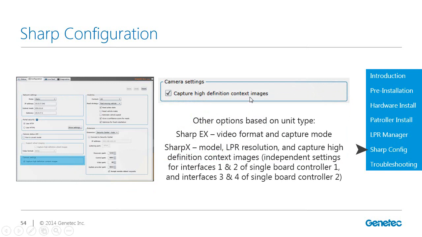After that, we want to take a look at the camera settings. Now the settings that are listed here will be based on the model of the unit that you have. So this was a generic Sharp that we were using here, so we had the option to capture high definition context images. But there are other images based on the type. So for the Sharp X, we do have quite a few different options here, including the fact that you can have more than one controller on the Sharp X. So we'll show you interfaces 1 and 2, and you can choose to switch over and see interfaces 3 and 4 on your second single board controller as well, if you need to.